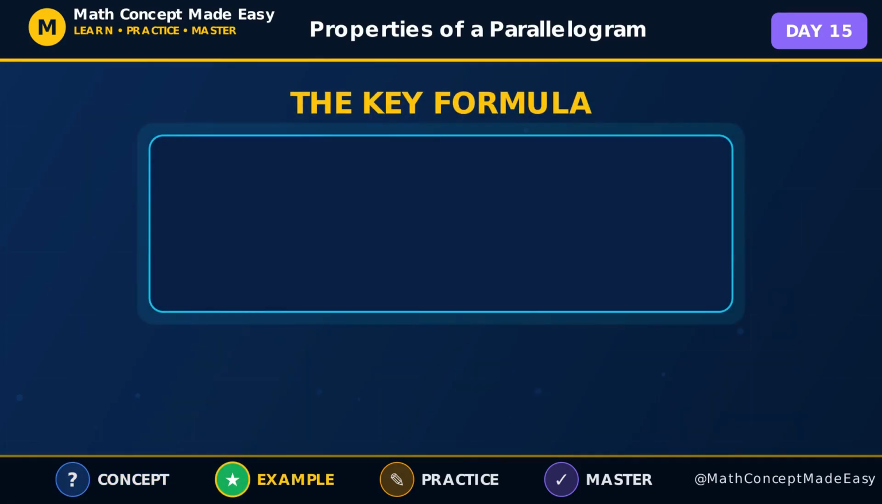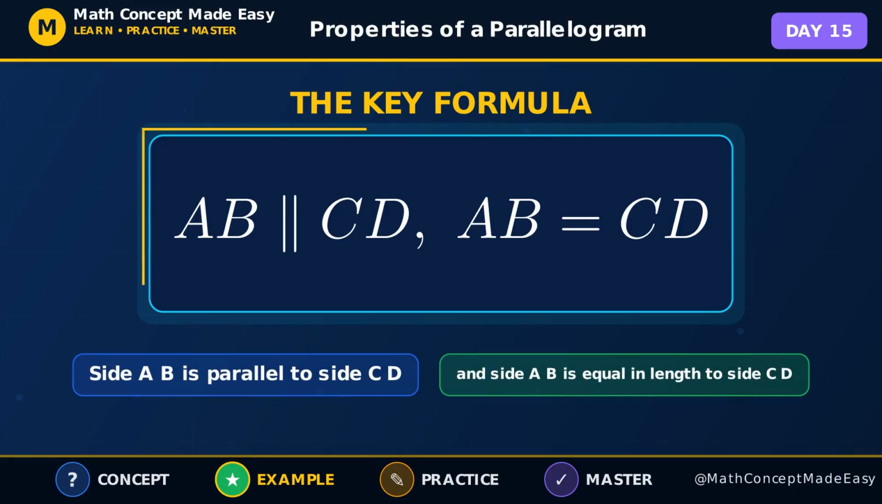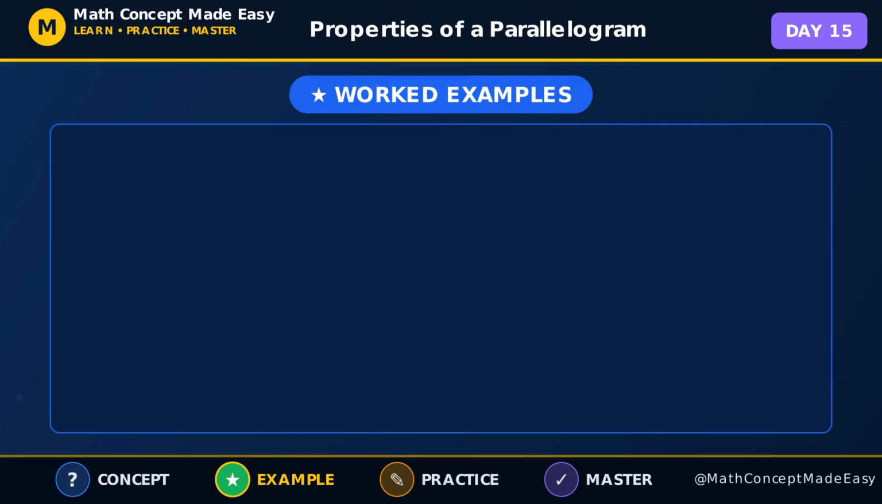Here is the key formula for properties of a parallelogram. The formula is: side AB is parallel to side CD, and side AB is equal in length to side CD. Watch how each part appears as I say it. Do not just memorize the symbols, make sure you understand what each one represents, because that is what the exam really tests. Let us put this to work with real examples, one step at a time.